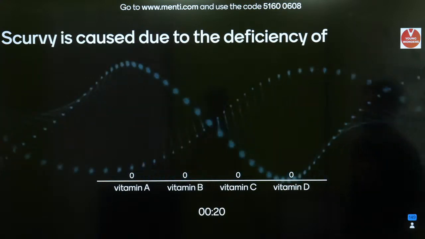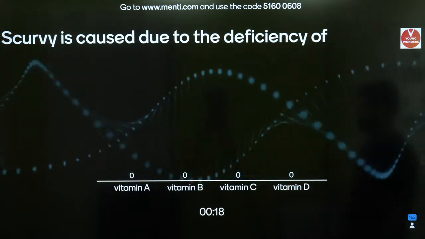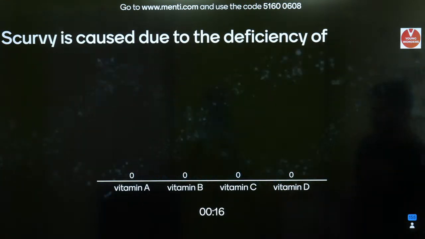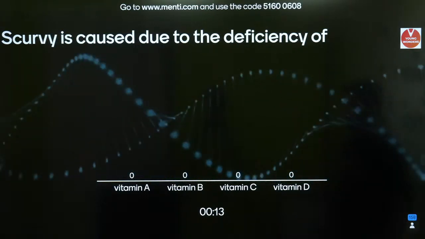Scurvy is bleeding gums. It is caused due to the deficiency of... Chalo, chalo, quick, very quick. I know you know this. I know you know it.